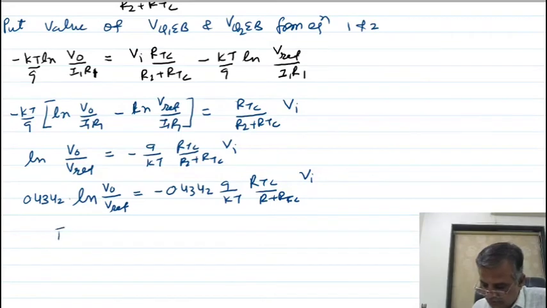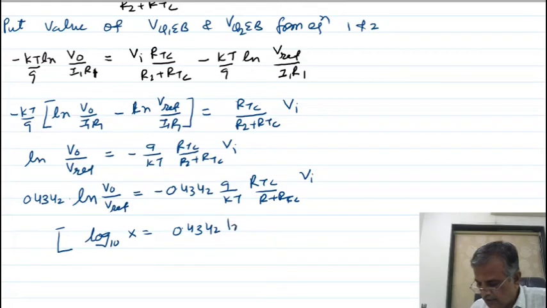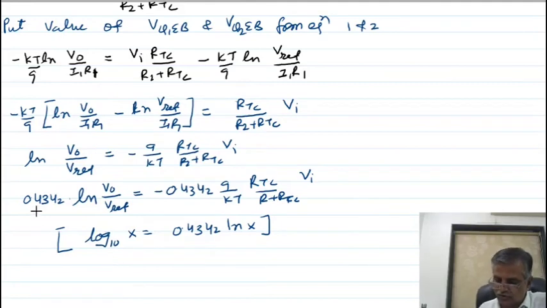Why? What is the reason? Already you know that if you want log base 10 of x, it is nothing but 0.4342 ln x. I think we used this equation in a previous lecture. So I have multiplied both sides by 0.4342.